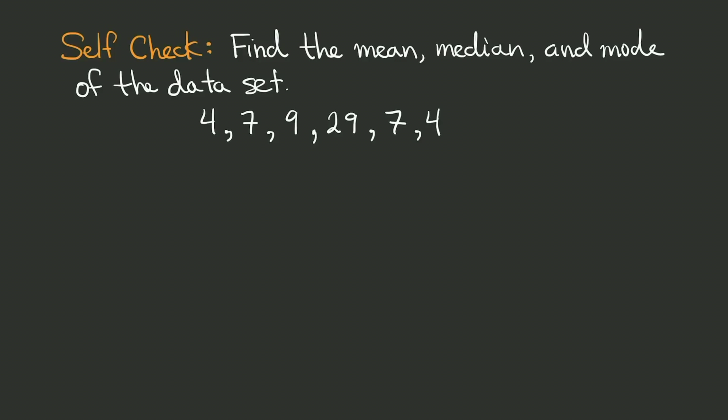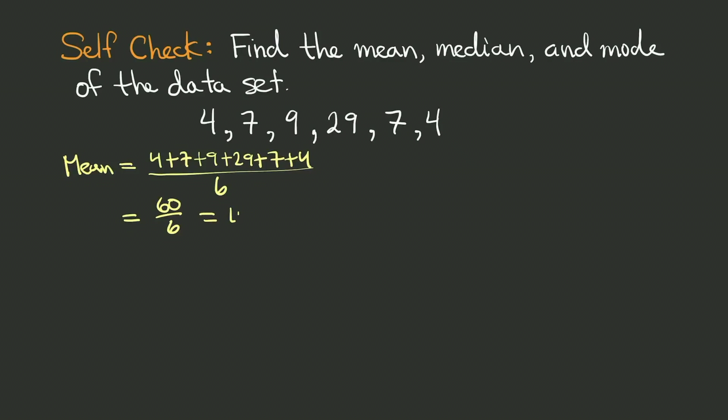Let's do a self-check. Work this one out on your own and then come back and check your answer. We're supposed to find the mean, median, and mode of the following data set. We know that to find the mean, what we need to do is add up all the values. So 4 plus 7 plus 9 plus 29 plus 7 plus 4. Divide all of that by the number of values, which is 6. And this is going to give us 60 in the numerator divided by 6 in the denominator. And so the mean value is going to be 10.